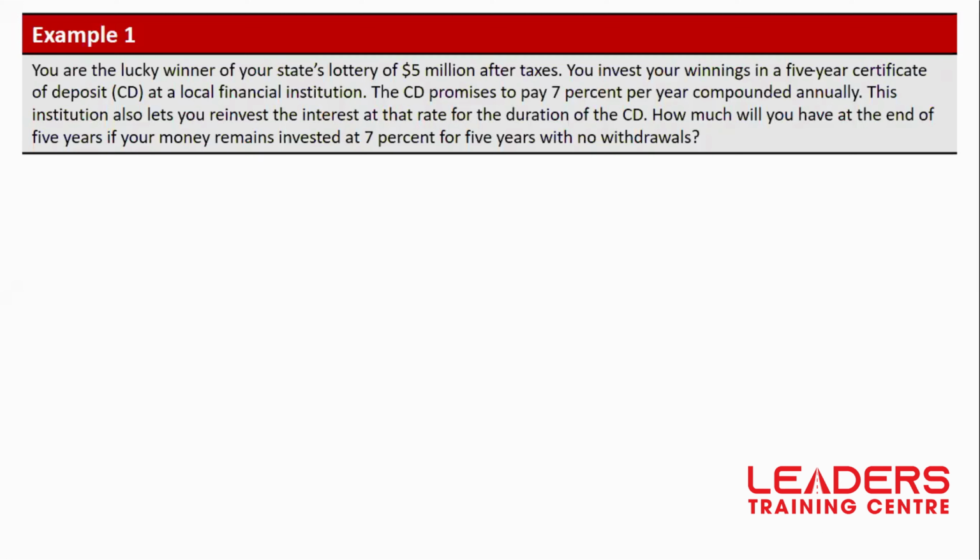So it says you are the lucky winner of your state's lottery of 5 million after taxes. You invest your winnings in a 5-year certificate of deposit at a local financial institution. The CD promises to pay 7% per year annually. This institution also lets you reinvest the interest at that rate for the duration of the CD. How much will you have at the end of 5 years if your money remains invested at 7% for 5 years with no withdrawals? Very important assumption.